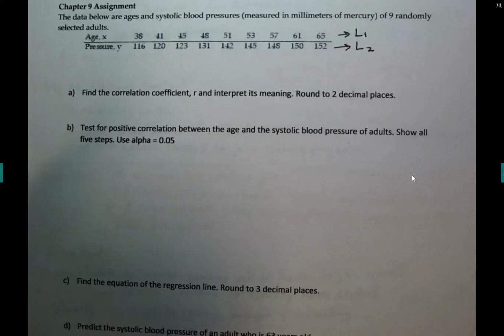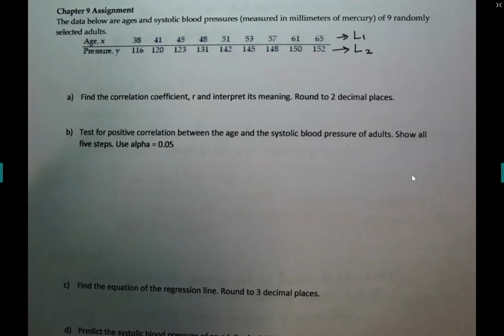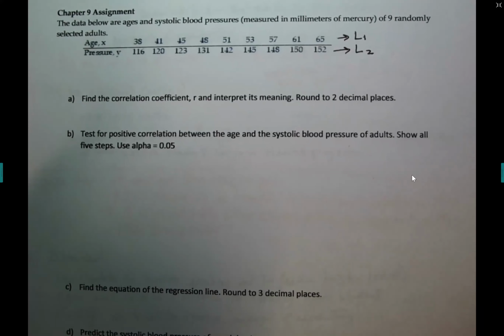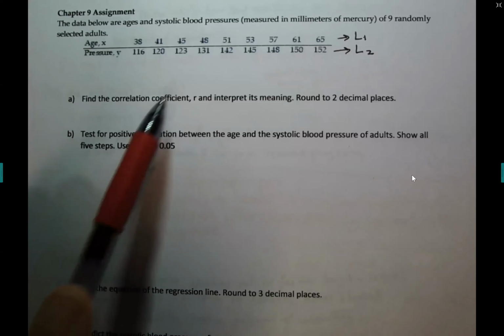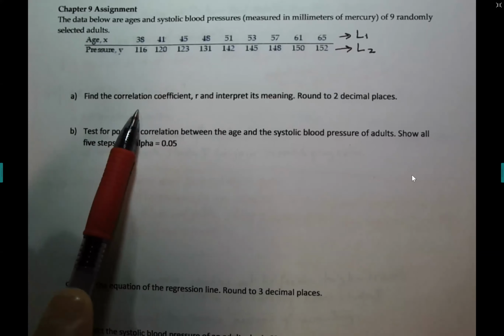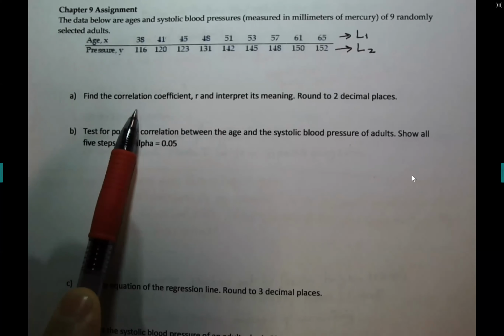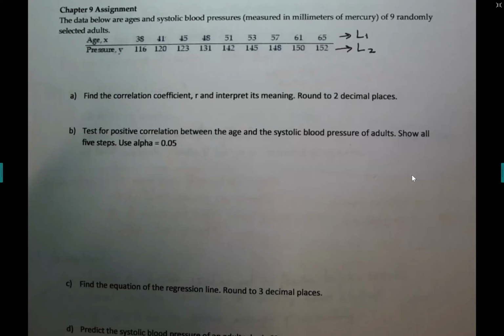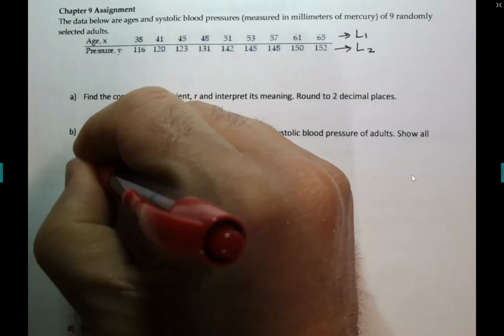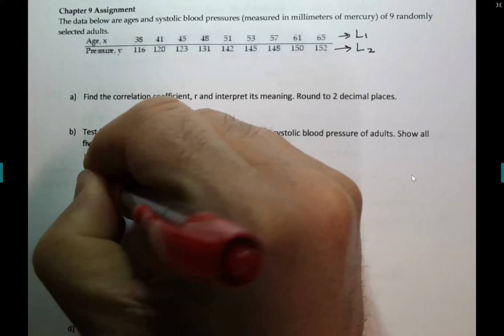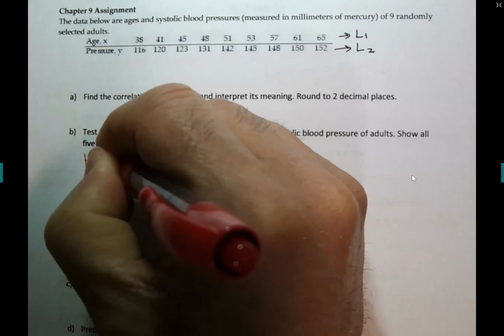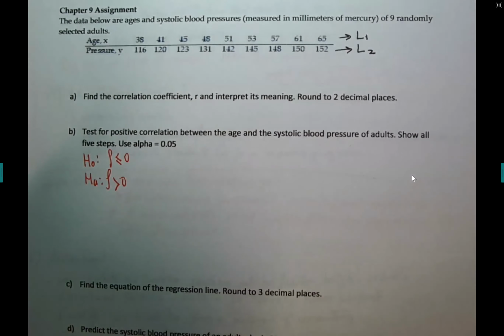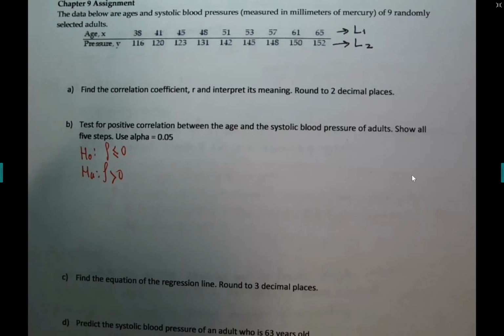Okay, guys, watch here. Here is your assignment, and tell me if you have any questions before I wrap this up. So you put this in L1 and L2 and find R. That should be straightforward, just like we did. Then test for positive correlation. So what you need to test, guys, you need to test this. That's your null and alternative hypothesis. So you just run a linear regression t-test.